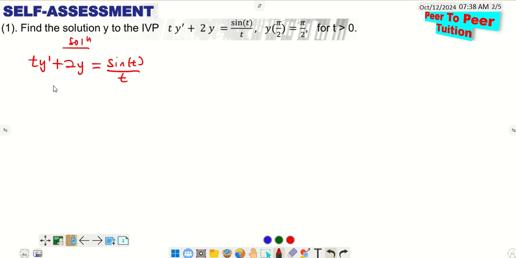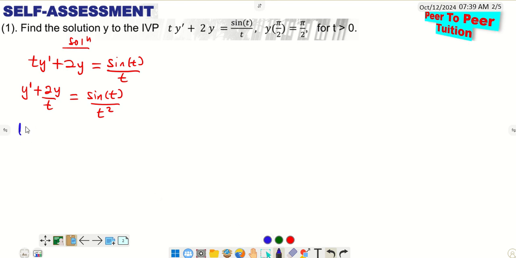If I divide through by t, I'll get y prime plus 2y over t equal to sine t over t squared. That will be the first thing to do.